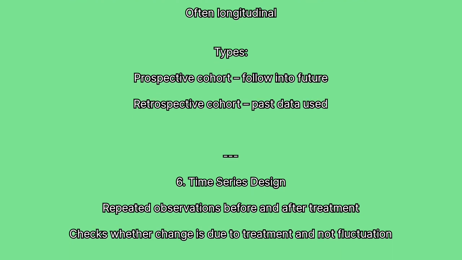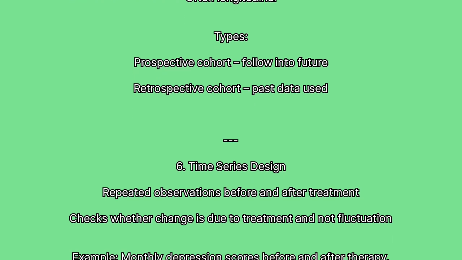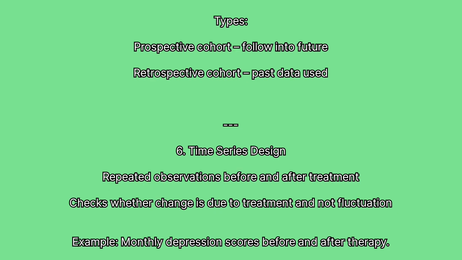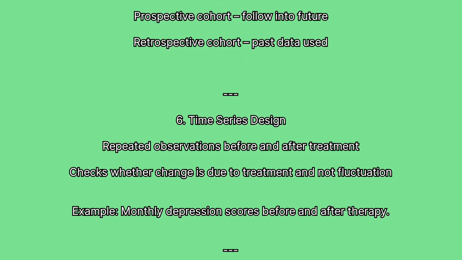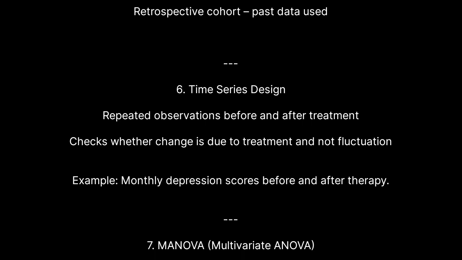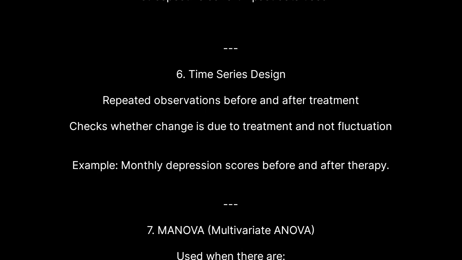Sixth one, time series design. Repeated observations before and after treatment. It checks whether changes are due to treatment or not, or just fluctuation. For example, monthly depression scores before and after therapy.